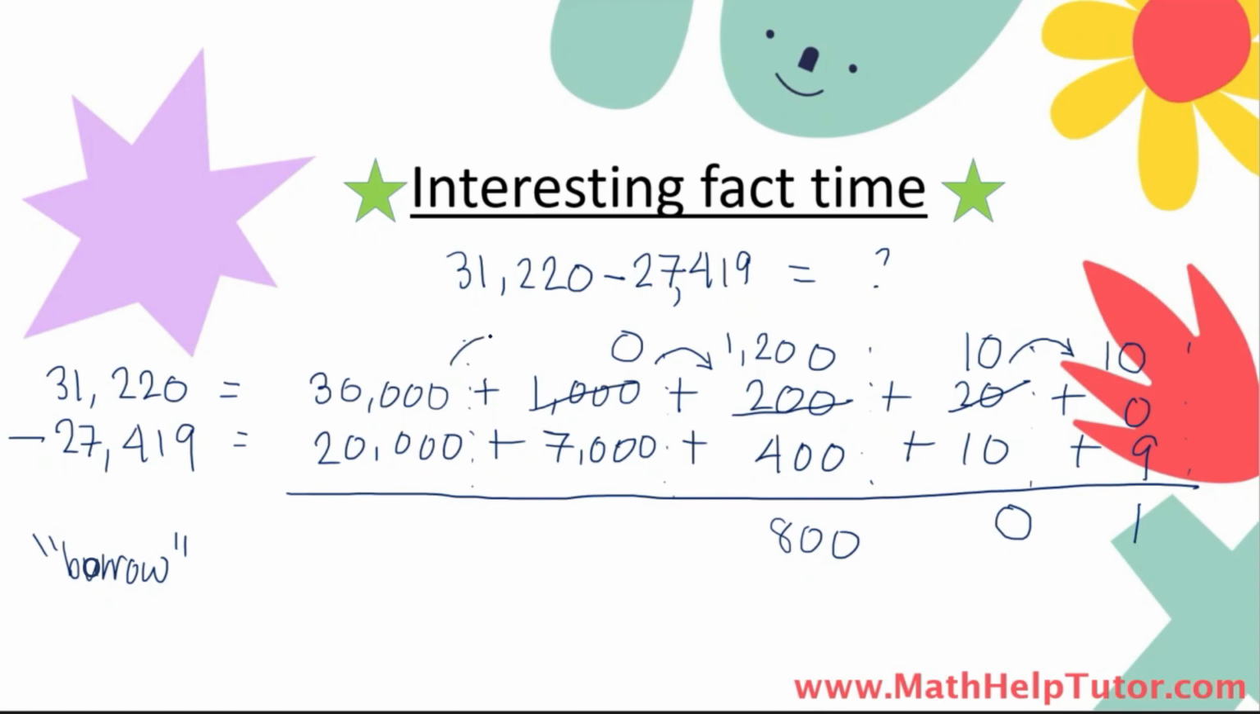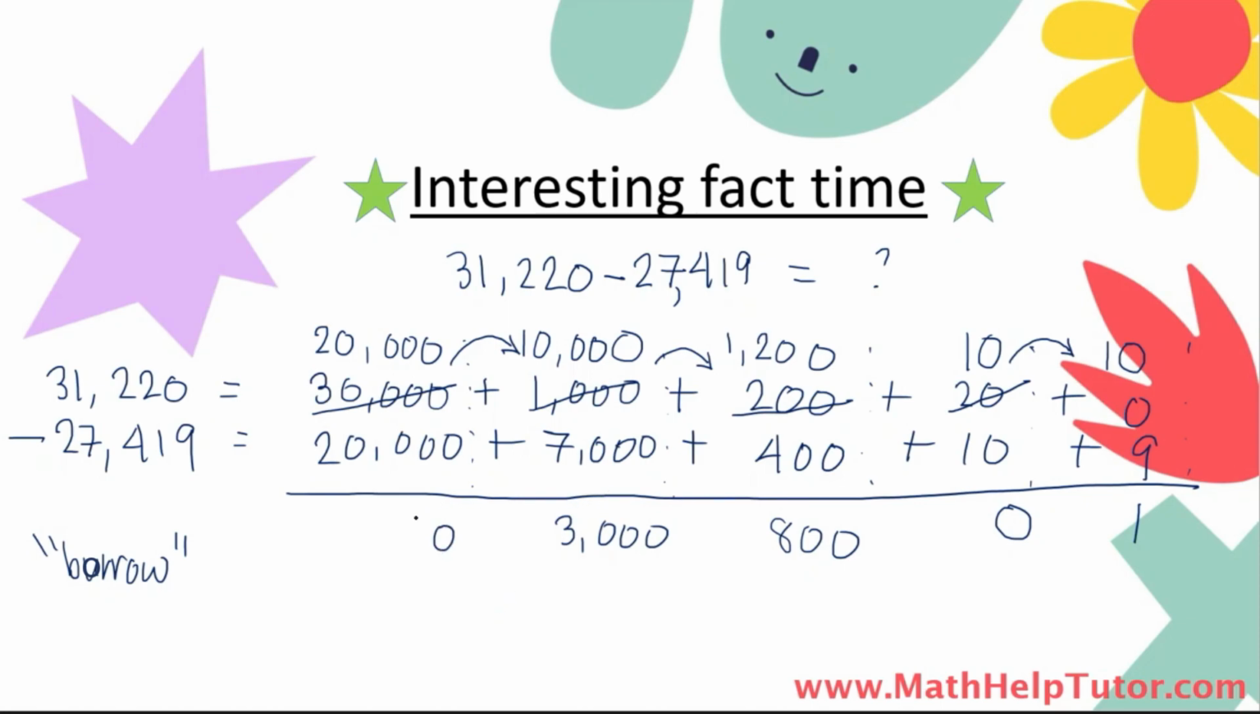So what we do here is we are going to borrow 10,000 from the 10,000s place. So we're going to transfer 10,000 from the 10,000s place and give it to the 1,000s place. So instead of 0, we are now going to have 10,000 here. And since we got 10,000 from 30,000, this is now going to be 20,000. So now we can perform subtraction. So 10,000 minus 7,000 is 3,000. And 20,000 minus 20,000 is 0.